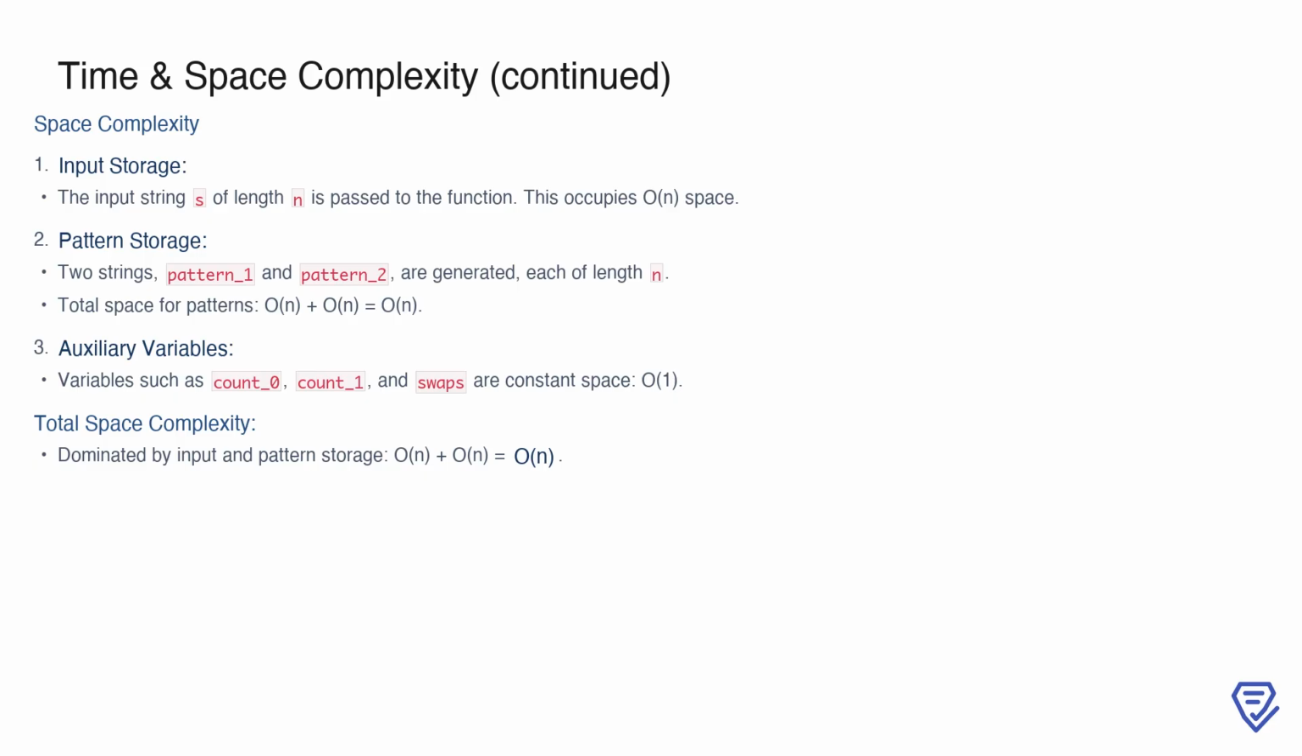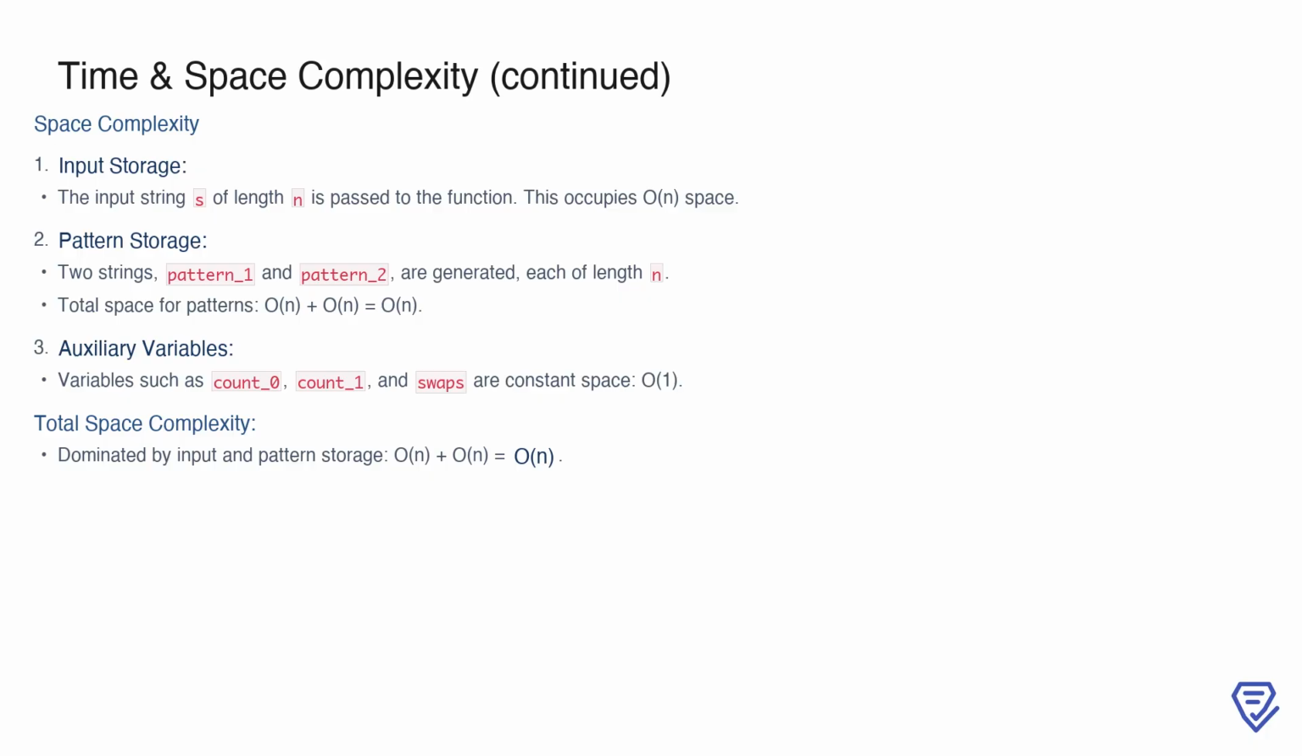Turning to space complexity, the input string s of length n is passed to the function, which occupies O(n) space. Additionally, we generate two patterns, pattern_1 and pattern_2, each of which is also of length n. Together, these patterns require n plus n equals O(n) space. Apart from these, the solution uses a few auxiliary variables, such as count_0, count_1, and swaps, which require constant space, or O(1).